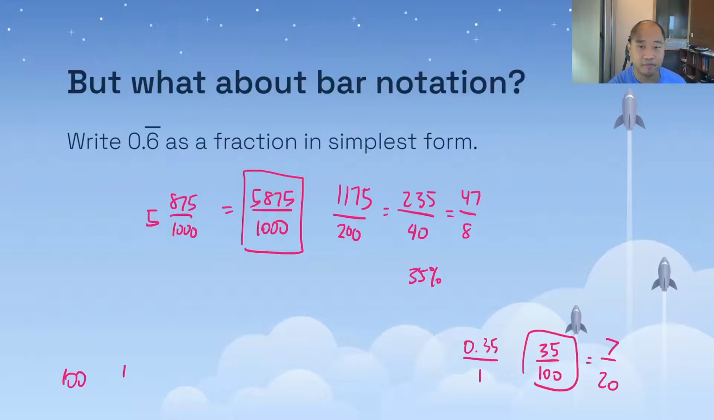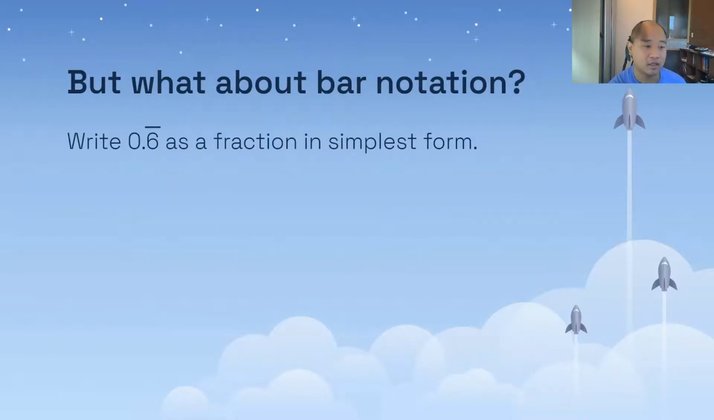Alrighty. But what about bar notation? Dun, dun, dun. So let's say we wanted to write this as a fraction in simplest form. So this number 0.6 repeating obviously goes on and on and on, right? So we don't know how many zeros to put. In fact, it would be an infinite number of zeros. We can't write that as a fraction. Does that mean that it's not a rational number? No, it does not. There's a neat little trick.